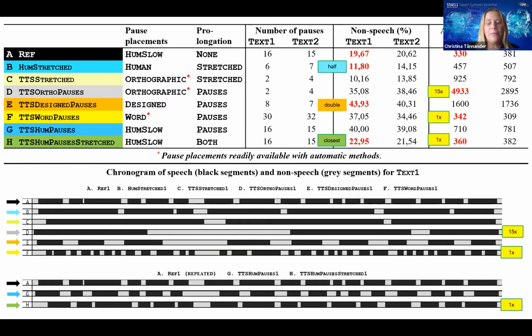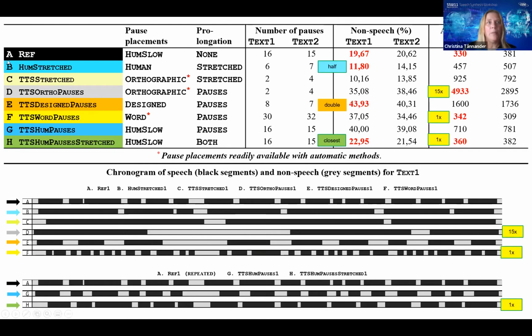The duration of these reference stimuli was about 30 seconds, and all the other stimuli were then matched to reach this duration of 30 seconds. This was done, as I said, by inserting pauses and/or stretching the speech signal or prolonging the pauses. If you look at the pause placement column, you have human slow. These are the human pauses in the slow reading, and they were also used in 2 of the synthetic stimuli, G and H, the blue and green one at the bottom of the table.